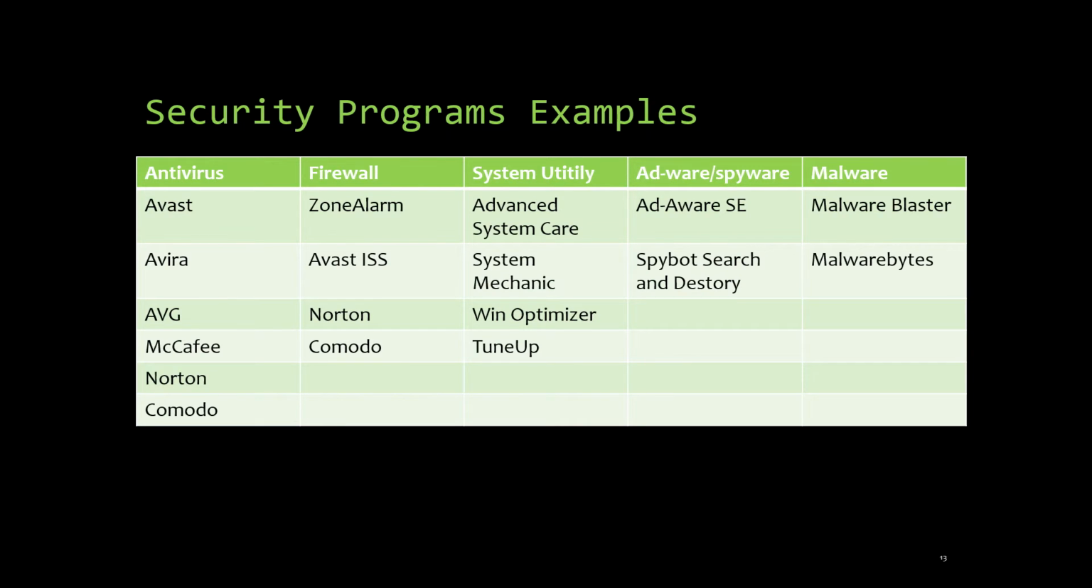So here are some examples of some of the security software that you can use. For the antiviruses, you can use Avast, Avira, AVG, McAfee, Norton, Komodo. For firewalls, one of the good ones is Zone Alarm. You also have the Avast Internet Security Suite. Norton and Komodo has a firewall as well. System utilities, there are a lot of them out there. These are just some of the top ones. You have the Advanced System Care, System Mechanic, WAN Optimizer, and TuneUp.